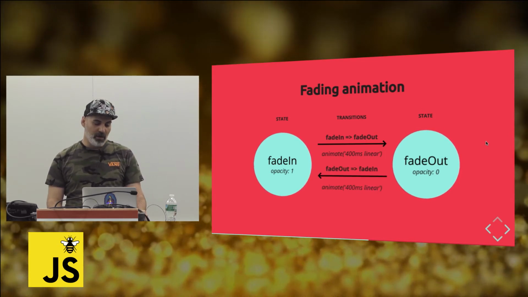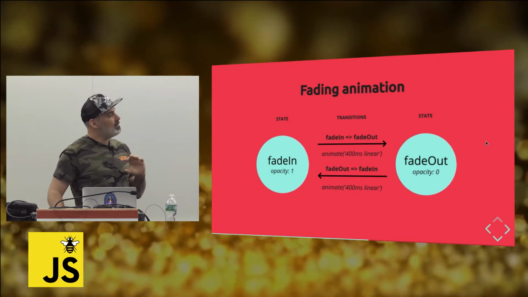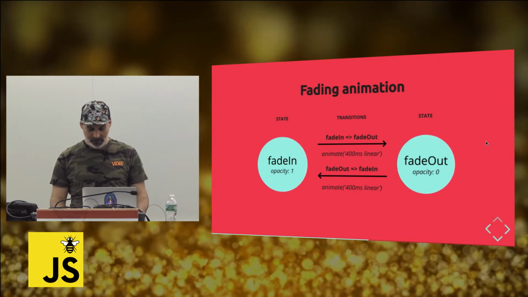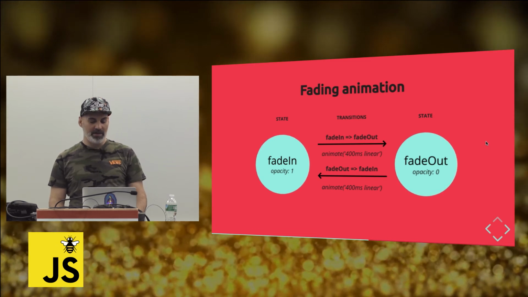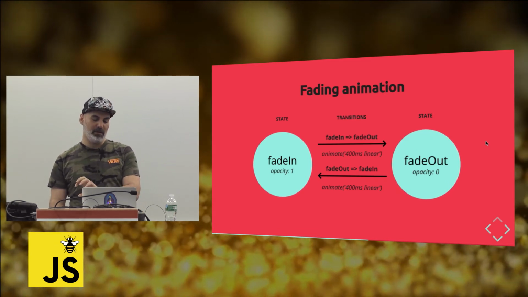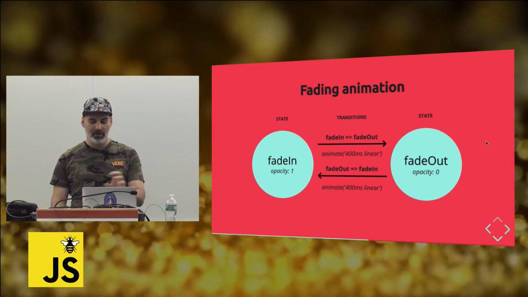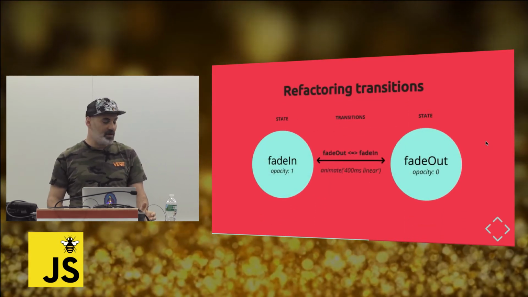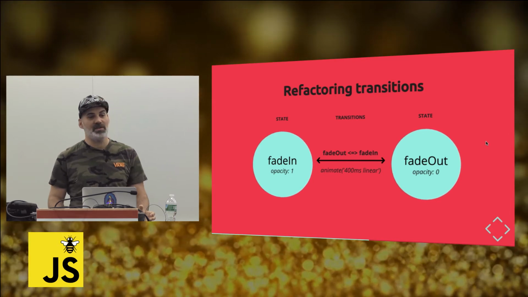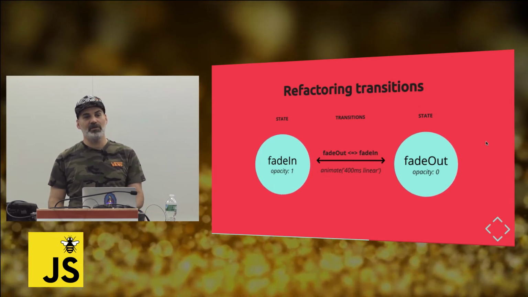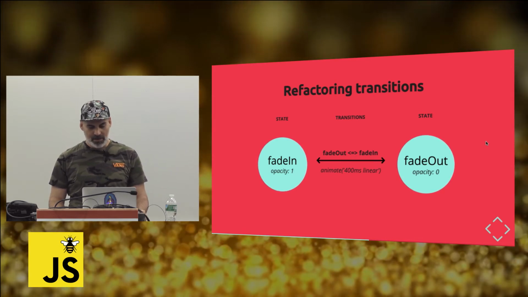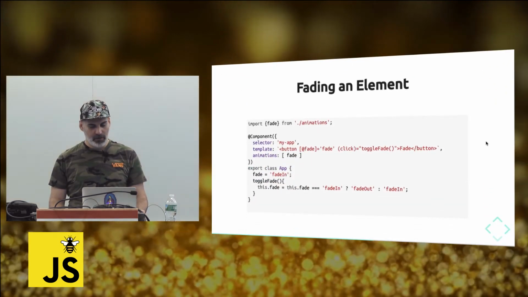One thing that we can do is the opposite. So if we are fading in from fade out to fade in, we can use exactly the same animation. That will do exactly the same thing, moving from fade in to fade out or moving from fade out to fade in. One thing that we can do from this specification is just refactor it. We don't need to specify 2 transitions if they are using the same animation. So that's a little bit of intro.